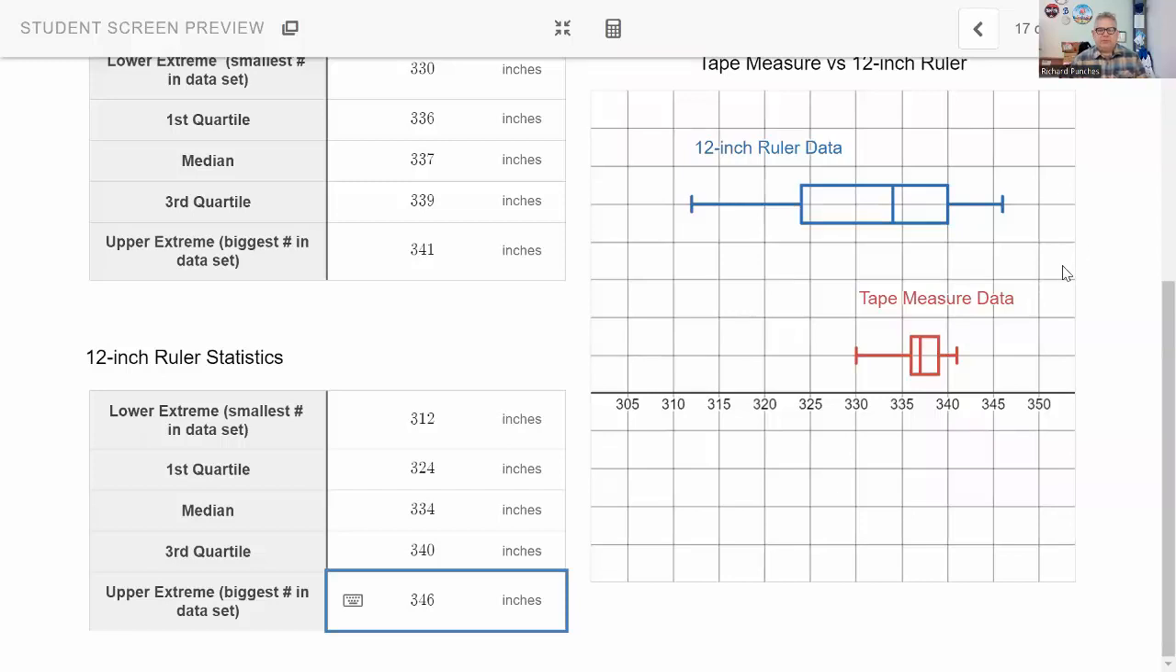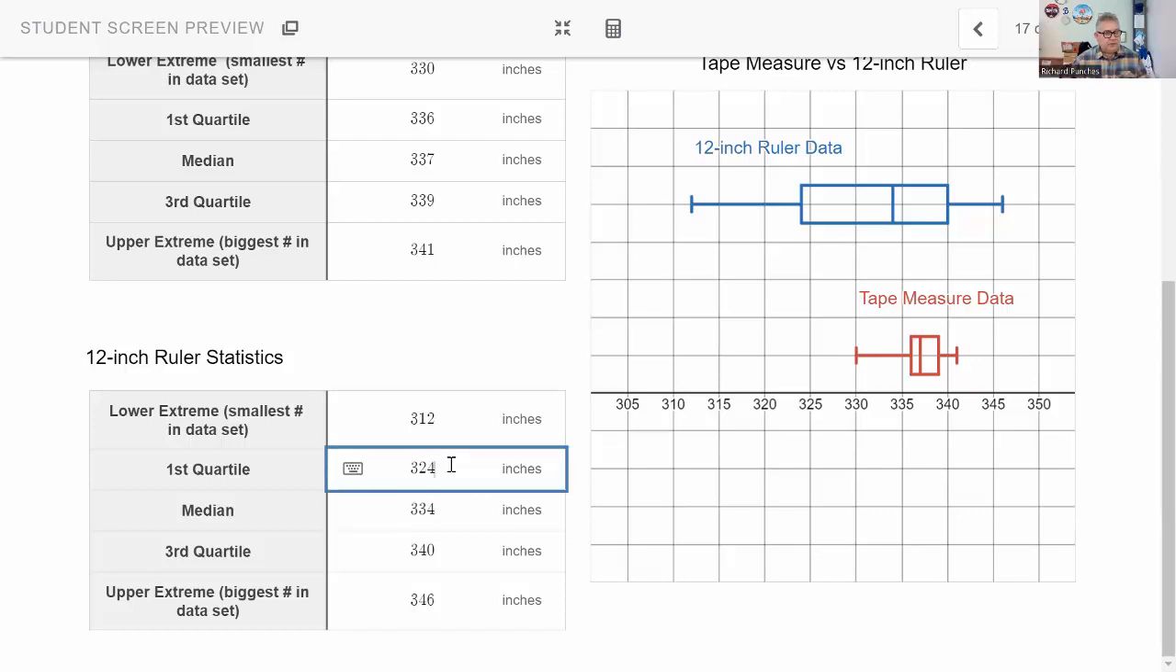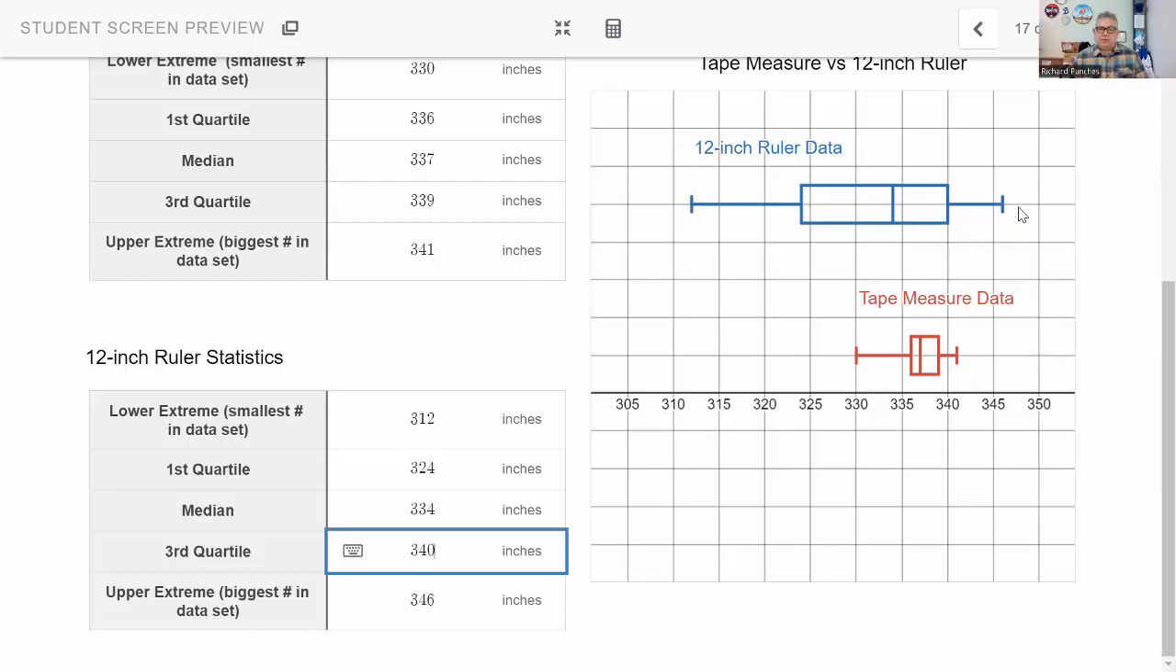Okay, welcome back to the part B here. You should have got 312 for the lower extreme and 346 for the upper extreme. The median was 334 and the lower quartile 324, third quartile, the upper quartile 340 to give us this data for our box plot. You can notice really quickly that there's a much wider spread, just like we saw on the histogram. And the interquartile range is also pretty wide compared to the tape measure.